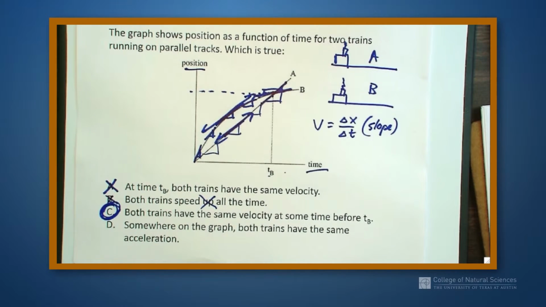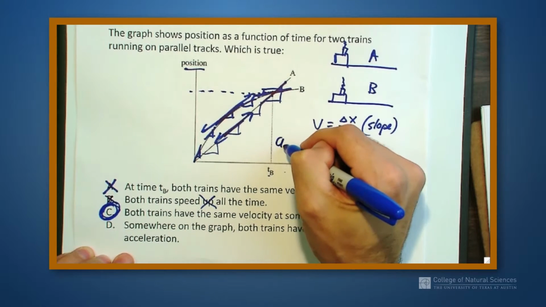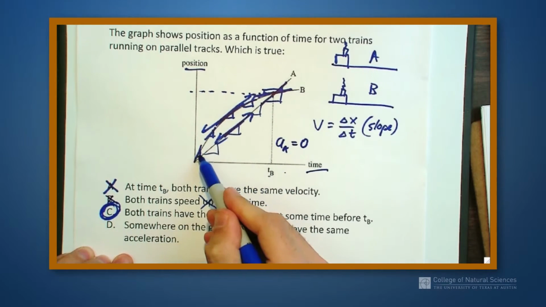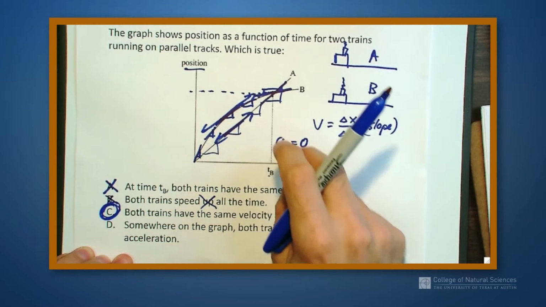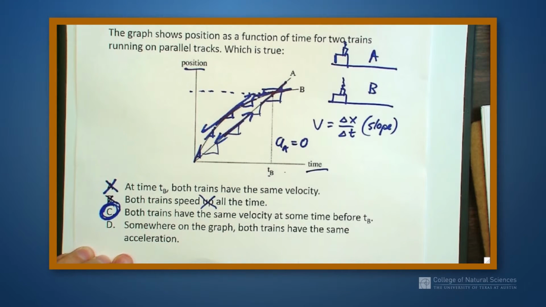And last but not least, somewhere on the graph, both trains have the same acceleration. Well, the acceleration for A is equal to 0. Constant velocity, constant slope means that the velocity versus time is constant in time, which means the velocity is not changing, the acceleration has to be constant.